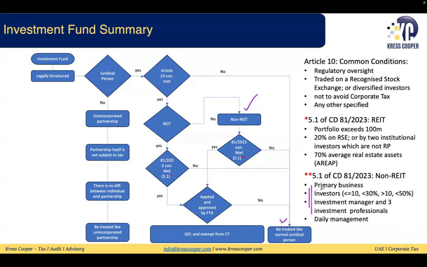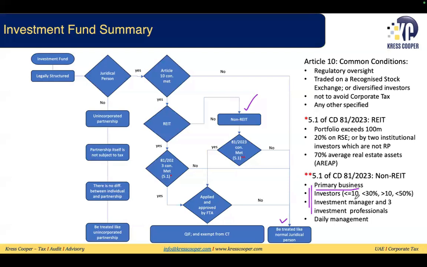And these conditions are: primary business is undertaking investment. With 10 or fewer investors, they should not be holding more than a maximum of 30%, and they should not be related parties. With more than 10 investors, they should be holding a maximum of 50%. The investment manager must have 3 investment professionals, and daily management is not in the hands of the investors.